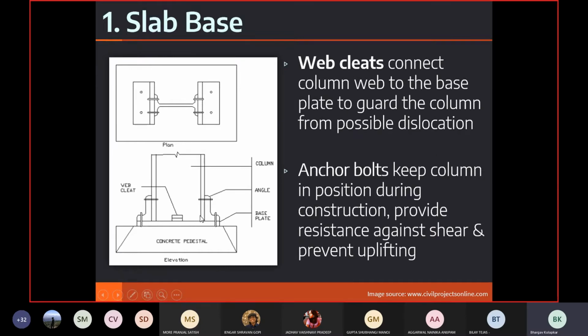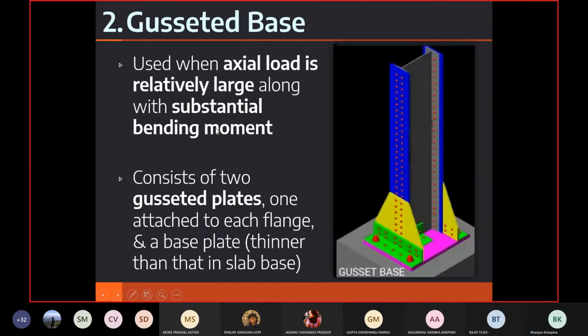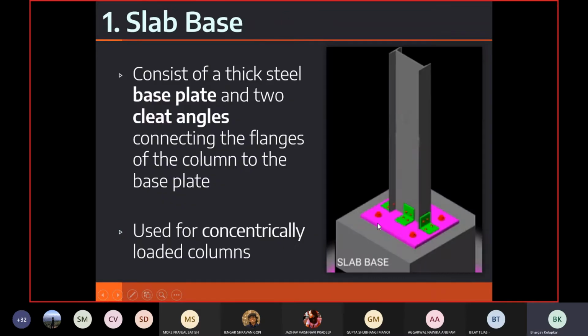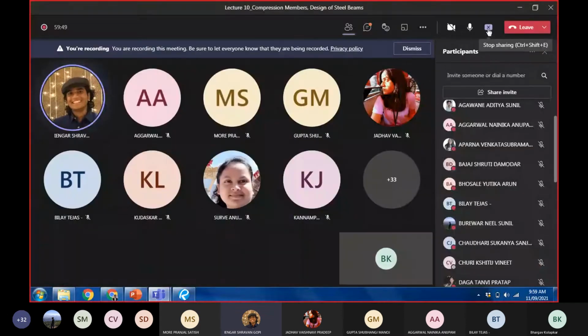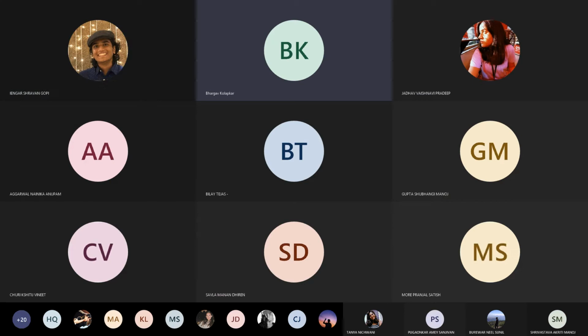Now let's talk about anchor bolts. Have you heard of these bolts before, anchor bolts? Yes, not very technically in terms of how they work, but what they do we studied. Okay, so let us quickly look at a video and try to understand the use of anchor bolts.